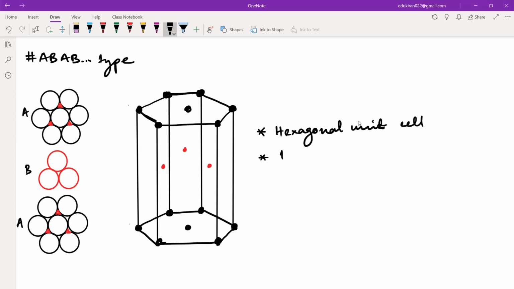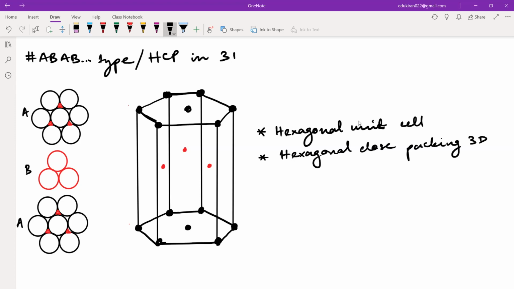And this packing is known as hexagonal closed packing in 3D. Hexagonal closed packing in 3D. So this is HCP in 3D.